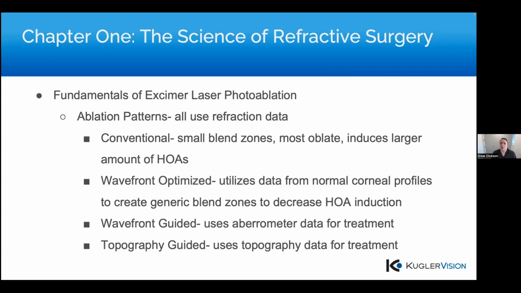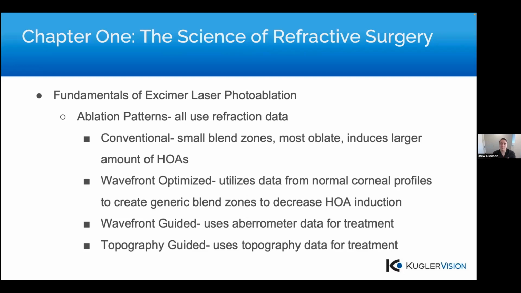The first was called wavefront optimized. This utilizes data from normal cornea profiles to create generic blend zones based on 99+% of cornea profiles to decrease HOA formation, and larger blend zones decrease the amount of spherical aberration induced. There's also wavefront guided, which uses the wavefront aberrometer that we talked about earlier and measures patients' individual wavefronts to then calculate a treatment to try to eliminate some of those higher order aberrations.